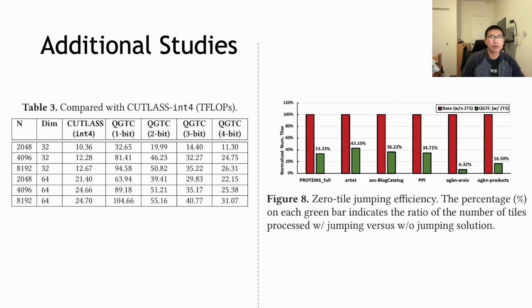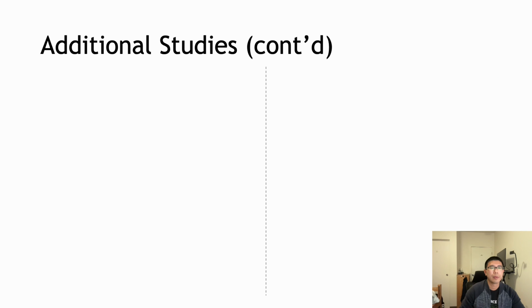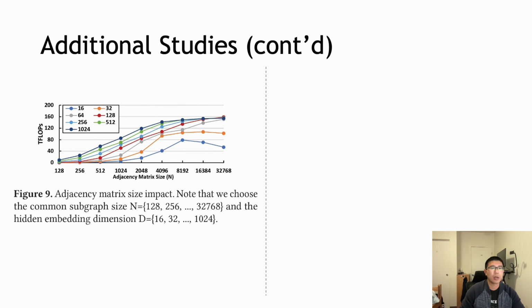And finally, we evaluate our non-zero tile jumping efficiency in terms of the percentage that we can save. Our design can achieve a 70% reduction by skipping those zero tiles. And this study also covers the adjacency matrix style impact on our performance.